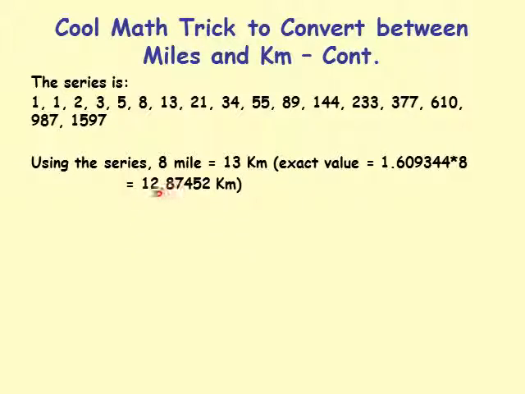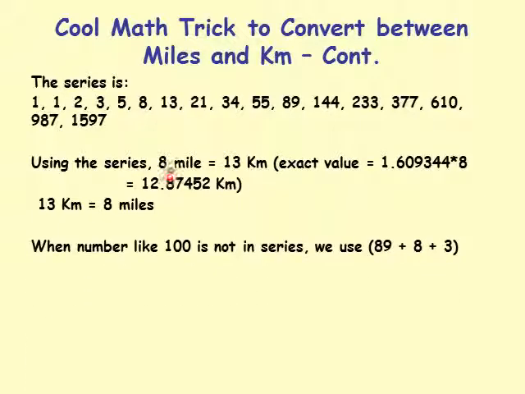The exact value would have been 12.87452 kilometers, so this is an overshoot. Similarly, 13 kilometers is equal to 8 miles, going backward. So 8 miles is equal to 13 kilometers, and 13 kilometers is equal to 8 miles.